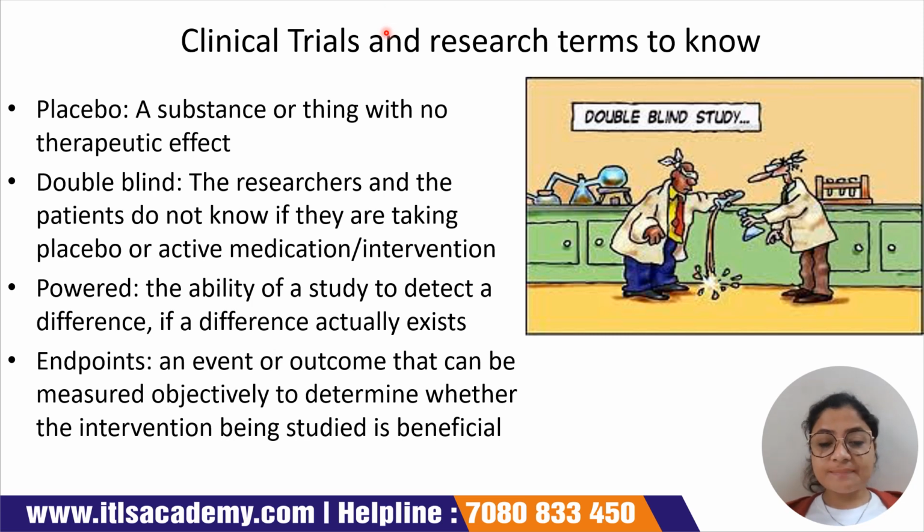Okay, so the first one is placebo. What is placebo? It is a substance or thing with no therapeutic effect. The placebo effect was first studied in mice, where a set of mice were actually given a therapeutic drug, while the other set of mice were given just a component with no therapeutic effect.